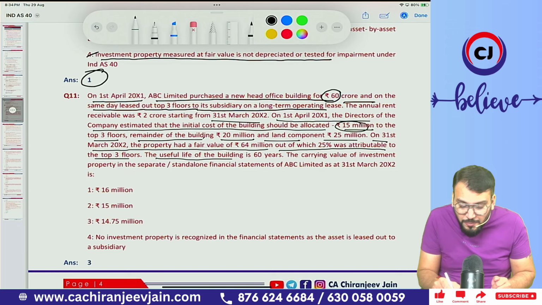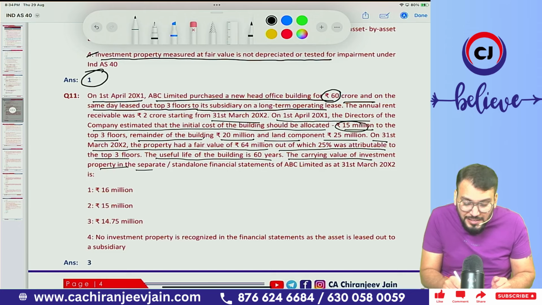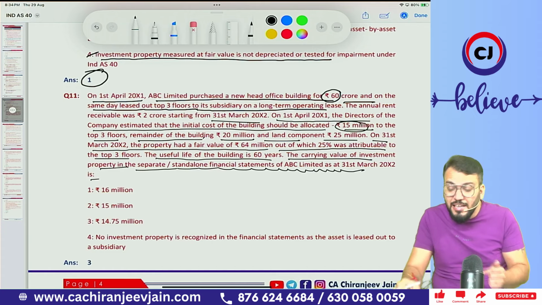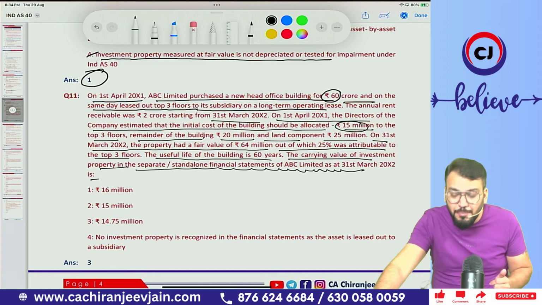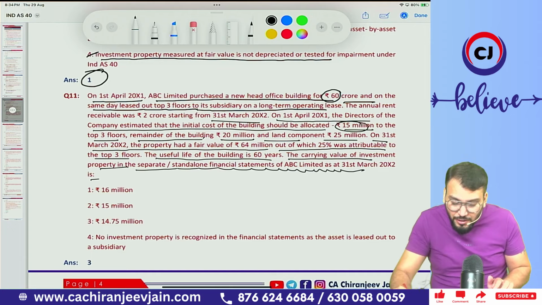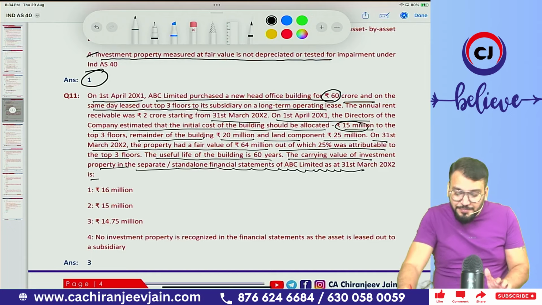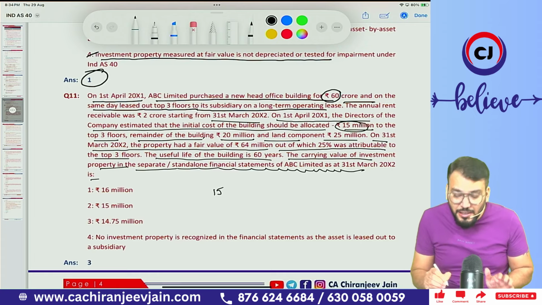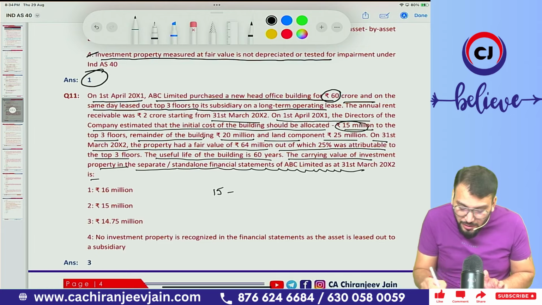The useful life of the building is 60 years. The carrying value of investment property in the separate or standalone financial statement of ABC Limited as on 31st March 2002. They have asked as on year end, so that will be after depreciation. So you need to first allocate. So they have given how much? 15 million. 15 million is what? The cost price. Understood? On this we will charge depreciation.